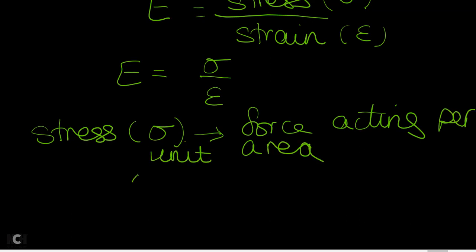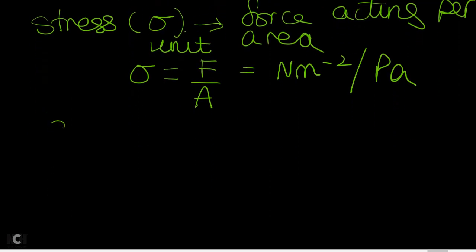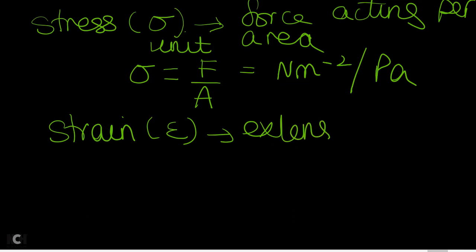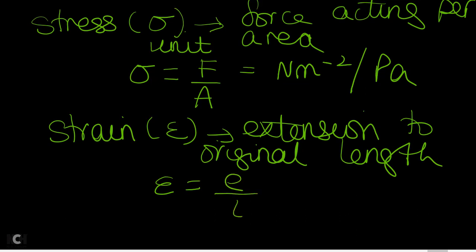And just like pressure, its unit would be Newton per meter squared, or we could consider pascals. Now, when we talk about the strain, we talk about the ratio of the extension to the original length. So strain is a dimensionless quantity because there are no units. So we consider here to be e over L, right? And we have no units.